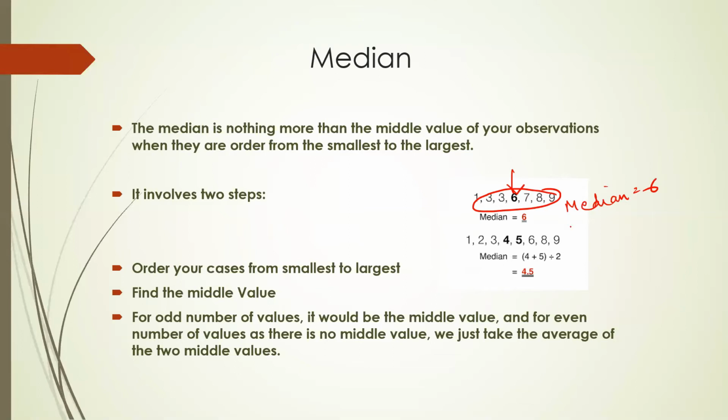In case your data set has an even number of values, what you need to do is first add the two middle values and take the average of it. So first add 4 plus 5 and then divide it by 2, which is nothing but 4.5. So that would be your median.